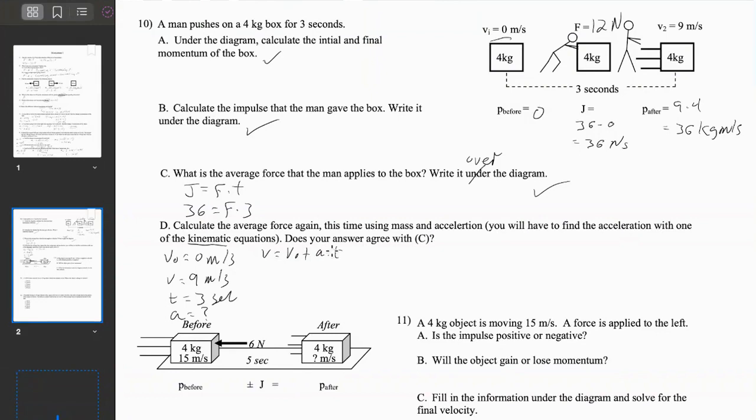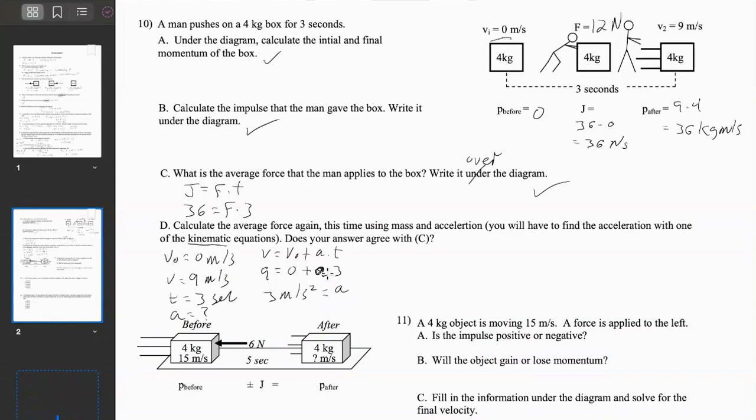Initial velocity of 0, final velocity of 9. Final velocity of 9 is equal to initial velocity of 0 plus A times 3. Looks like my A looks a little funky, but we'll fix that in a second. So if we divide the 3 over, disregard the 0, we should get 3 meters per second squared is our acceleration. And let's just fix that previous line.